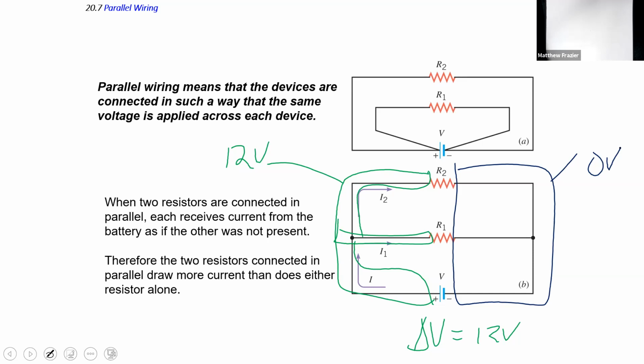Right? So when we do our thinking about stuff, what we note is that the potential does not divide across branches. It divides across individual resistors. The current does not divide across individual resistors. It divides across branches. All right.